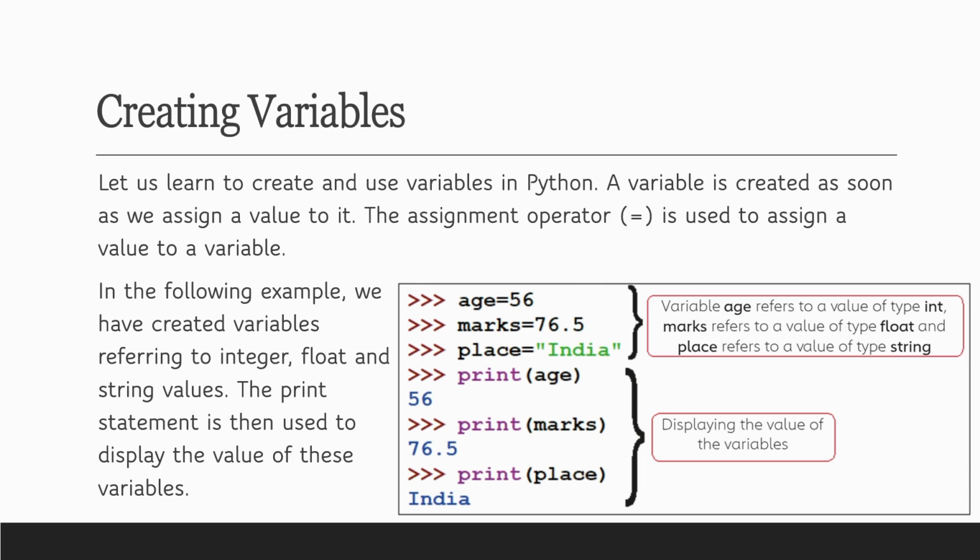To see what's inside these variables, we can use the print statement. For example, print(age), print(marks), print(place). This will display 56, 76.5 and India in the console. So in Python, creating and using variables is as easy as giving them a value and then printing them whenever we need it. No extra steps are required.